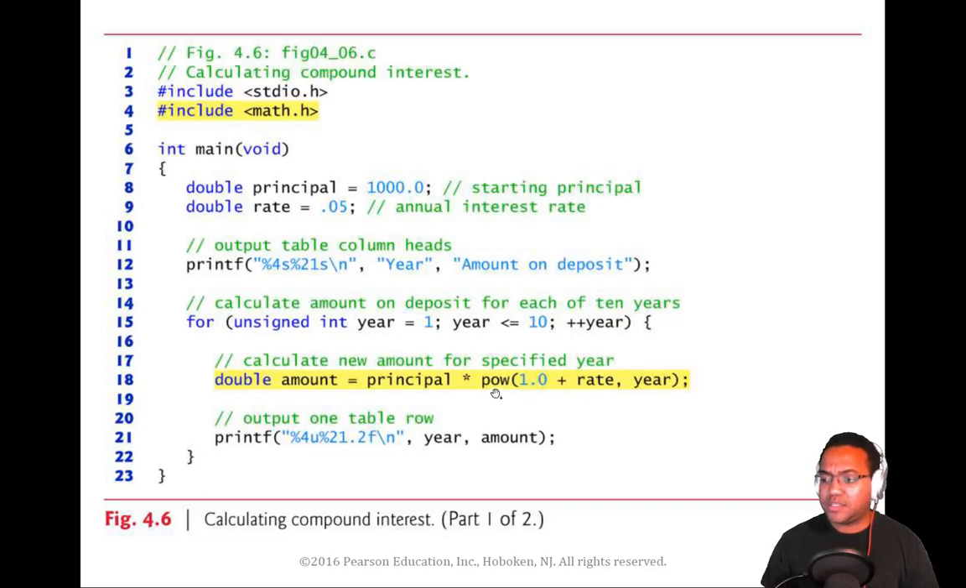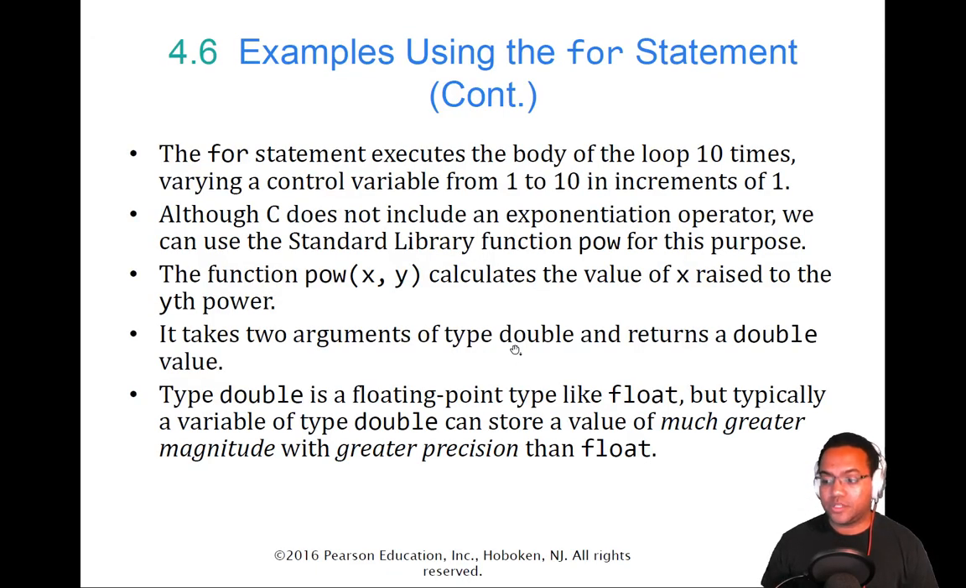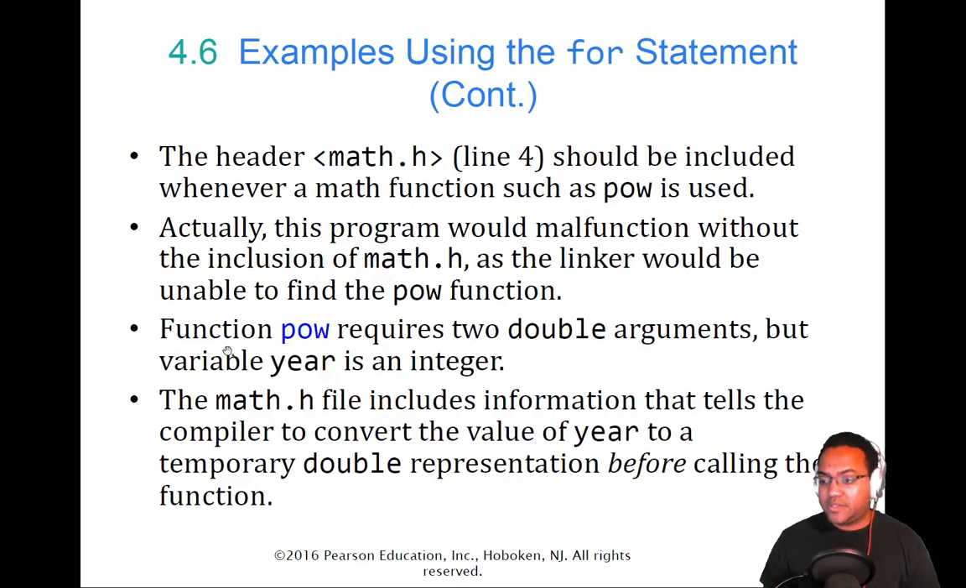How did they get the year? There it is. So this is an actual function. The power of takes what's inside the parentheses, the number that the power is going to be of, and then the second parameter is the exponent itself. Okay. And function pow has 2 double arguments. Yes, I just explained that.